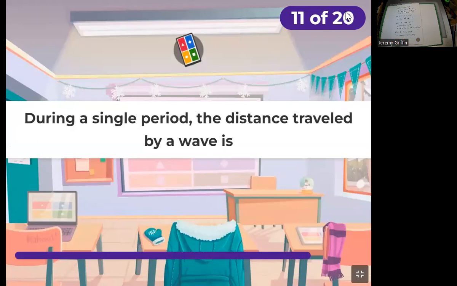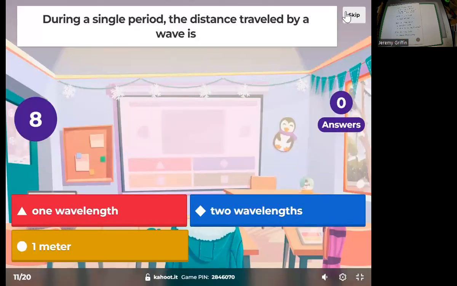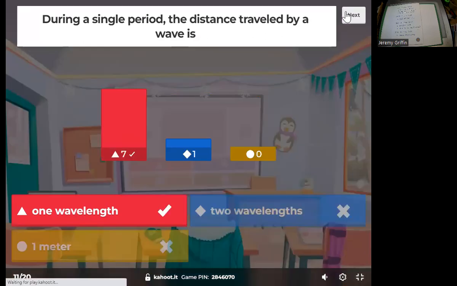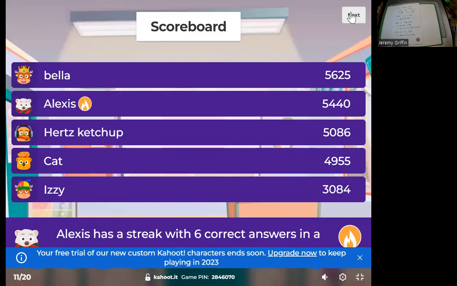During a single time period, the distance traveled by a wave is one wavelength. So a wave will travel 1 wavelength in 1 time period. In fact, if you divide those two, 1 wavelength divided by 1 time period, you get the speed of the wave, in meters per second.